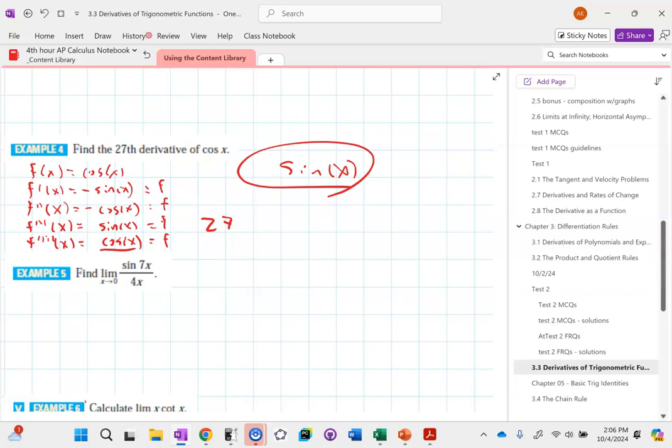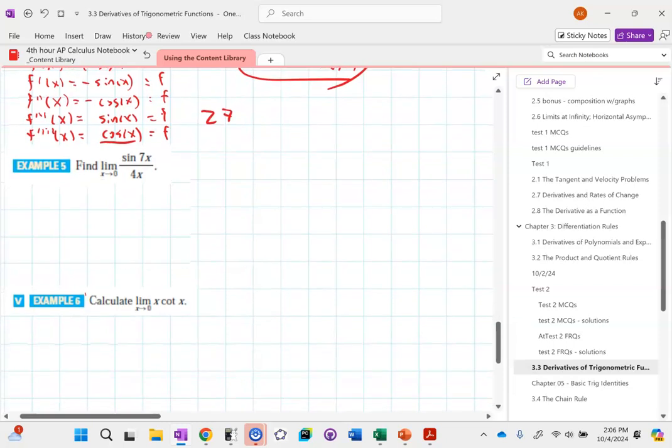What's the takeaway here? If someone asks you to find like an absurd derivative, look for a loop, right? Should be a loop. Yeah, we like loops. All right.